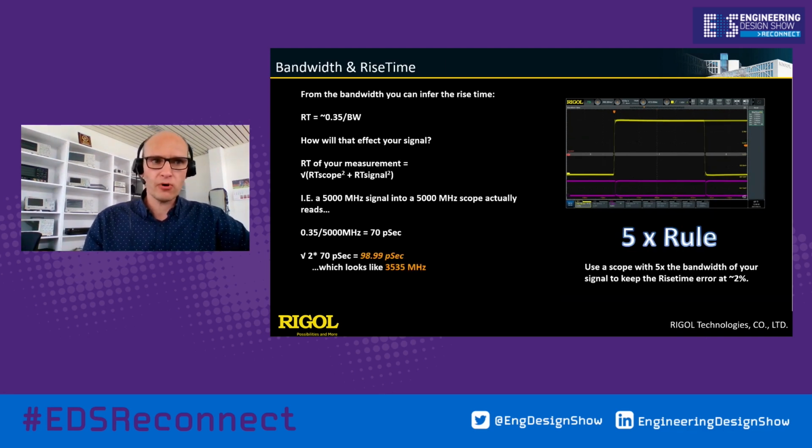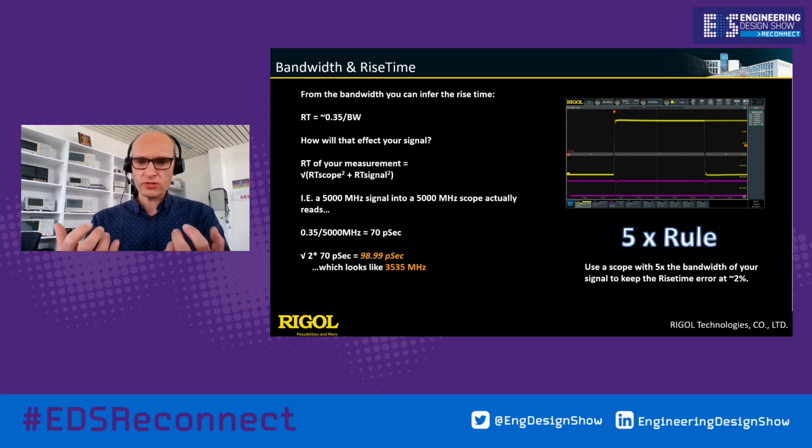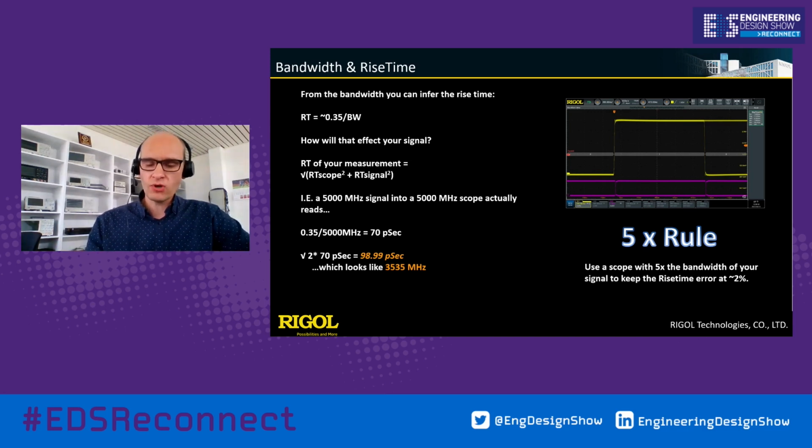Furthermore, it's quite important to know what bandwidth you plan to measure, because the bandwidth and the rise time of an oscilloscope are related by the formula 0.35 divided by the bandwidth. The result is the rise time of an oscilloscope. The point is, when we have the signal we want to measure and display with adequate rise time, we should also consider the rise time of the oscilloscope.